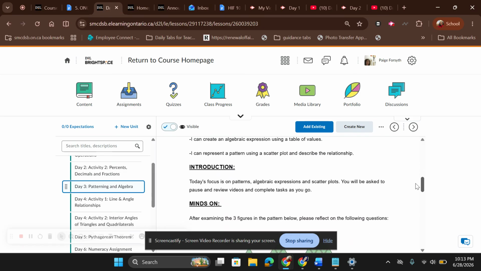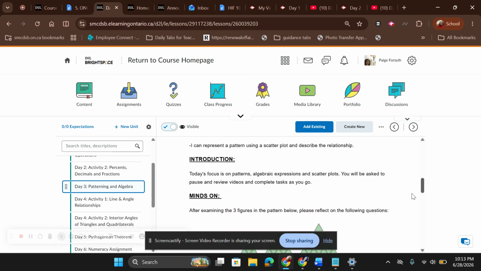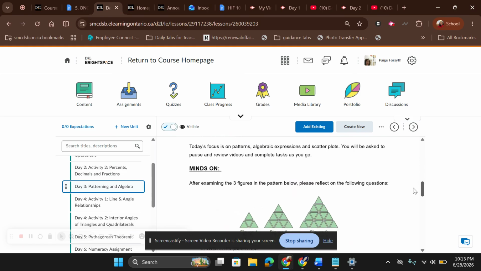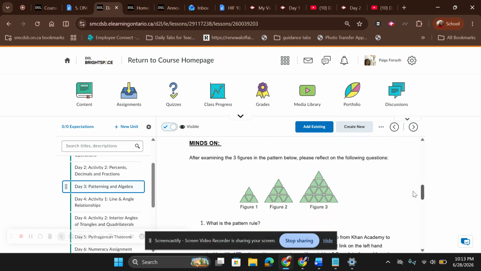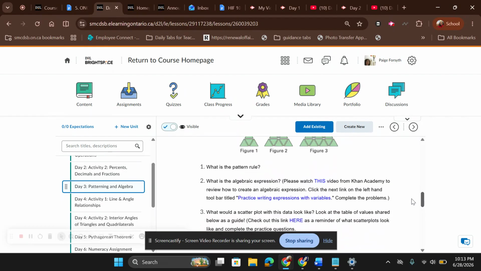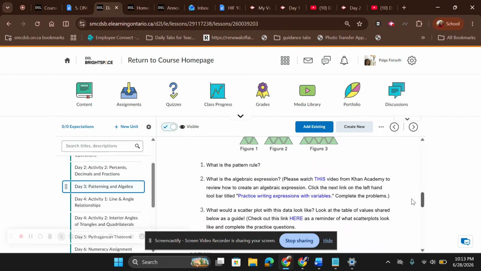Okay, so today we'll be looking at patterns, algebraic expressions, and scatter plots. So you'll be asked to pause and review videos and complete tasks as you go. Okay, so look at the 3 figures in the pattern below and reflect on the following questions. What is the pattern rule? What is the algebraic expression?